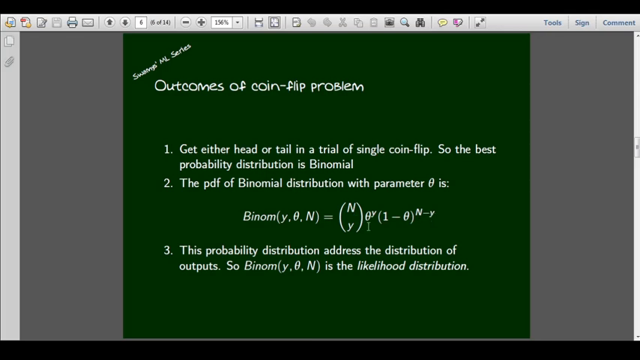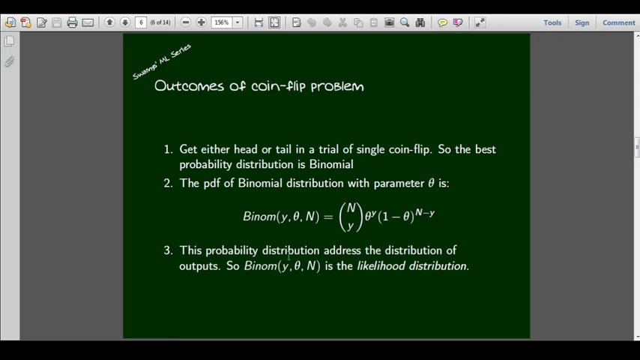I think in our regular classes we use x instead of y, because here y is our sample. In that sense we are using y in the place of x. If we use x in place of y, we get nCx p raised to x into q raised to n minus x, and also there is p instead of theta in mathematics literature. We are going to interpret in terms of machine learning language. That is why I use theta as the parameter for the probability distribution. Capital N is the total number of trials and y is the variable.